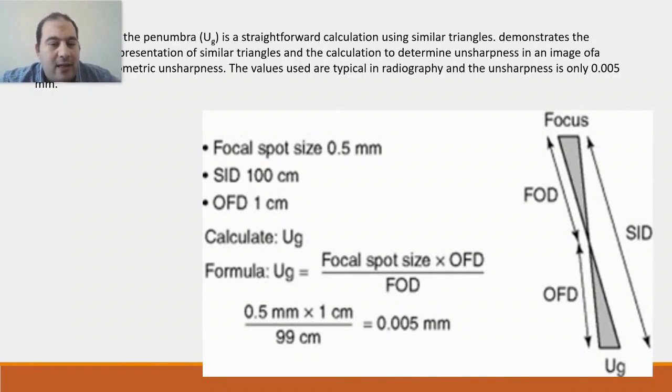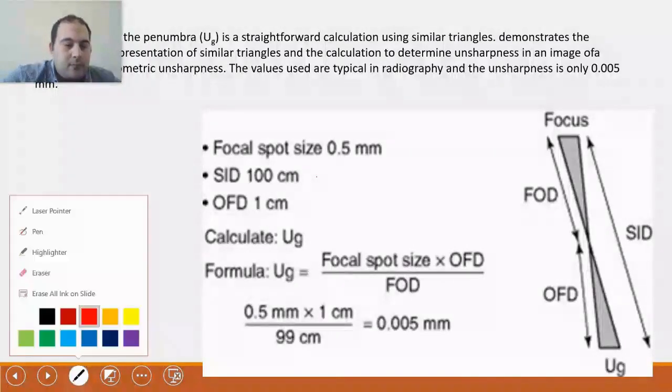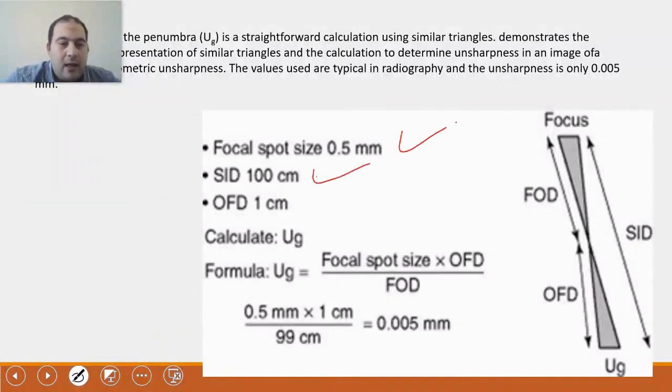You should know that the distance from the source to the image receptor is typically 100 centimeters, which is the standard. You should also know that the distance between the object and the film is 1 centimeter. In this case, you know the focal spot size and the SID, as well as the object to film distance. Now, what you will do in this simple area is multiply the focal spot size by the object to film distance and divide by the focus to object distance.